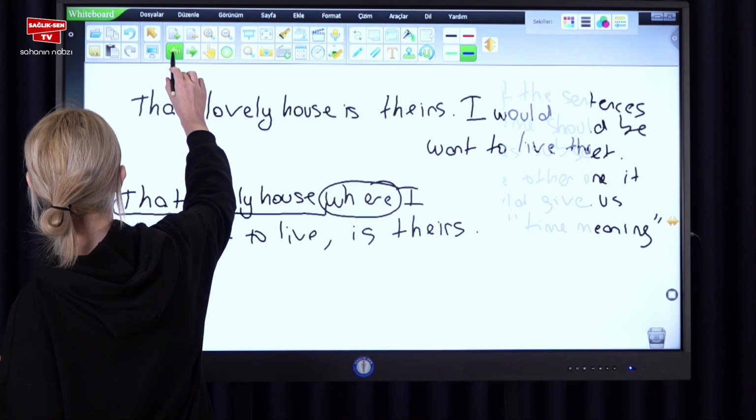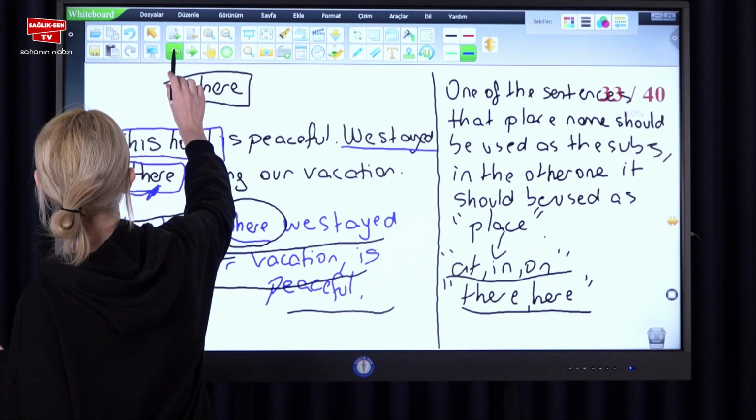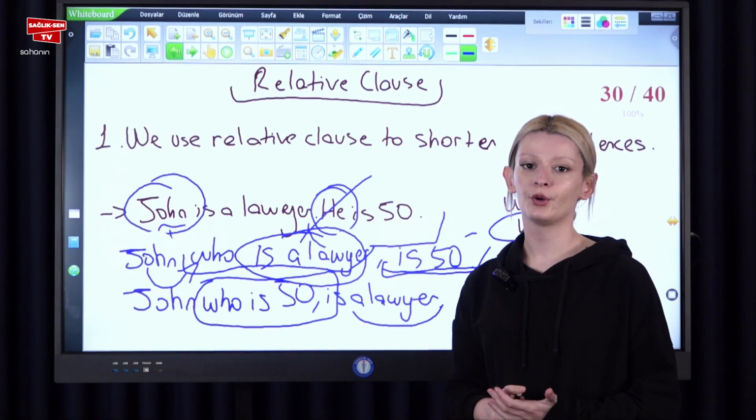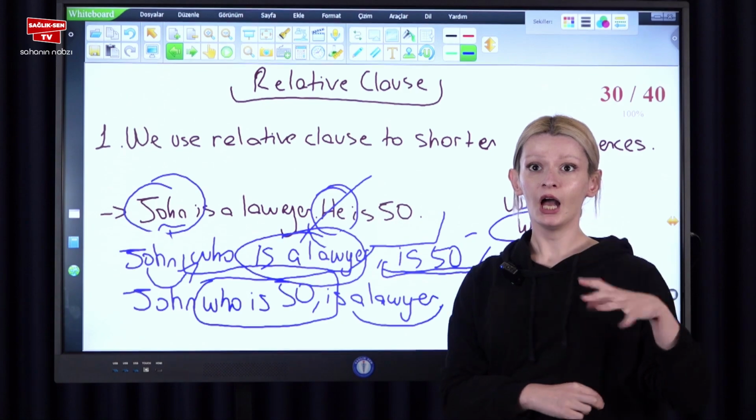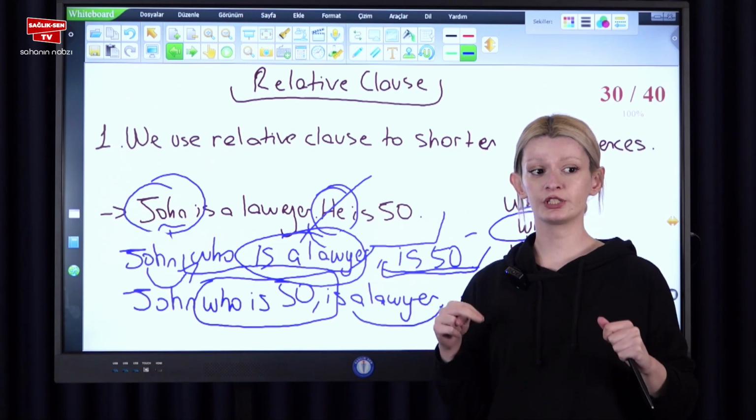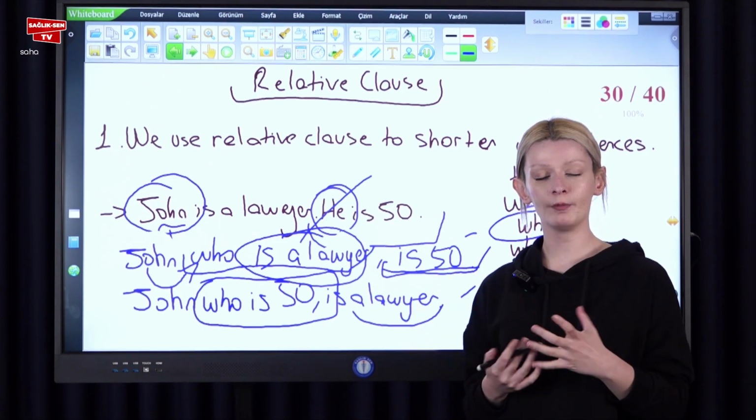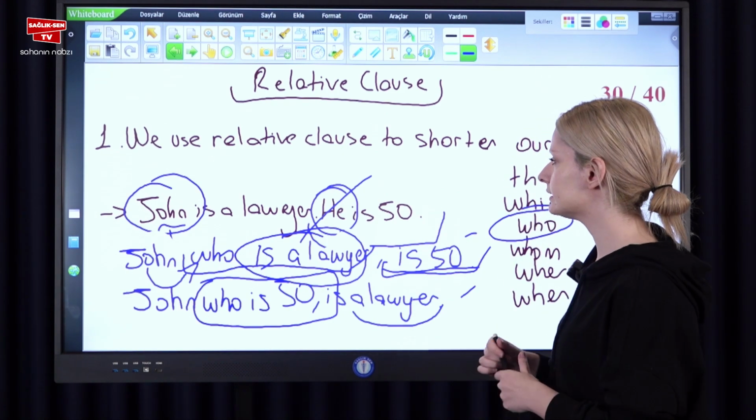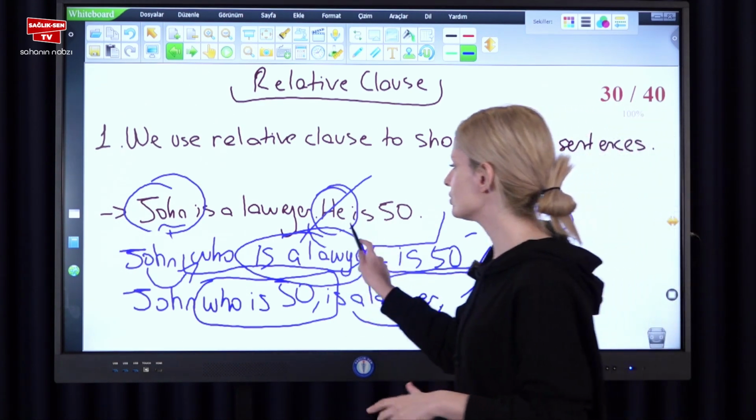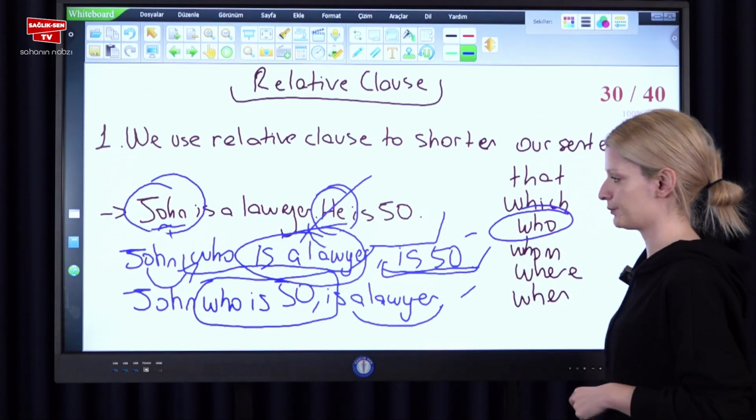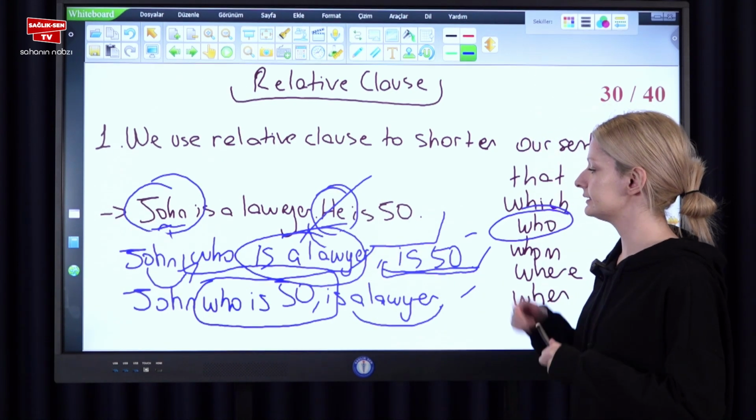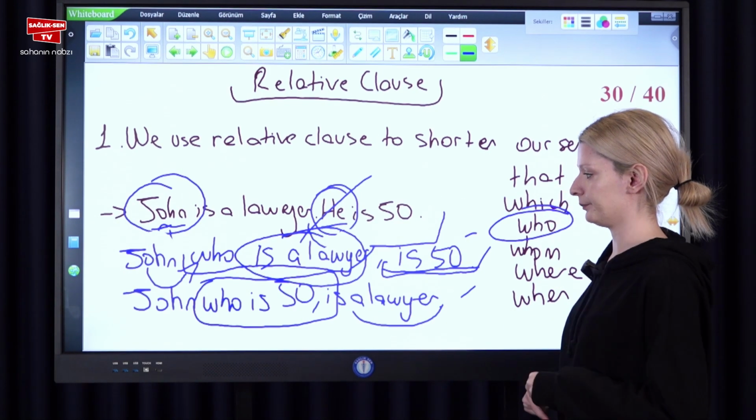Okay, let's do a quick review of what we have studied in this lesson. We started with why do we use relative clauses. What is our purpose? Our main purpose in using relative clauses is to shorten and combine two sentences which have a common figure of speech. John is a lawyer. He is 50. In these two sentences, John is the common figure of speech. I connected them using the correct relative pronoun. John, who is a lawyer, is 50, for example.